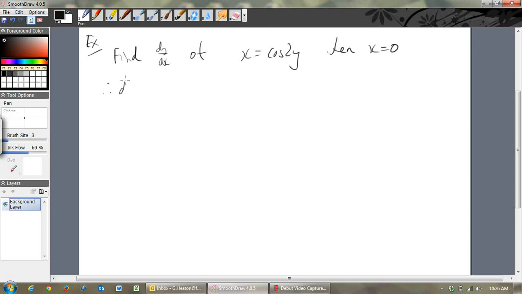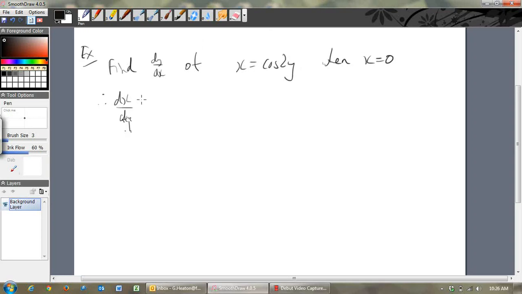Again, find dx by dy because we've got a function in the opposite way there. Sorry about that, I accidentally hit the little buttons on my pen.